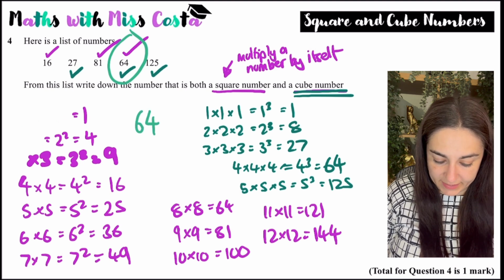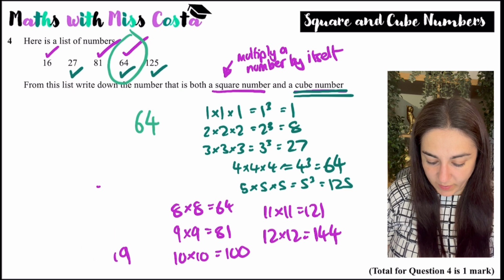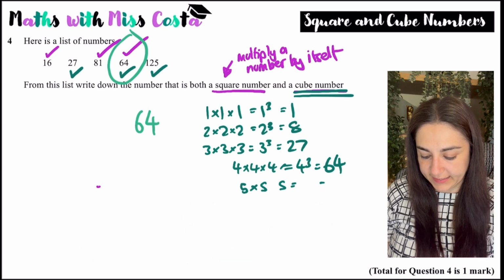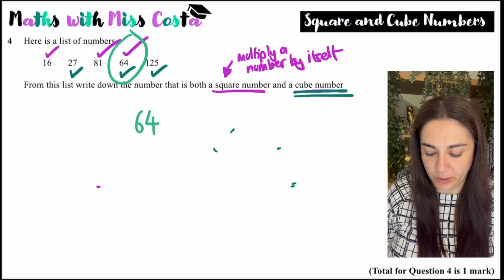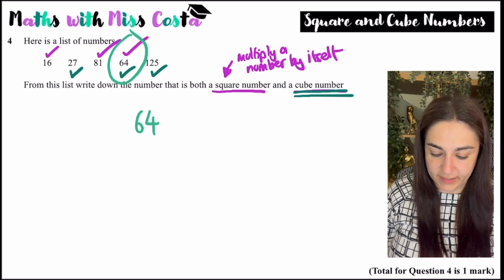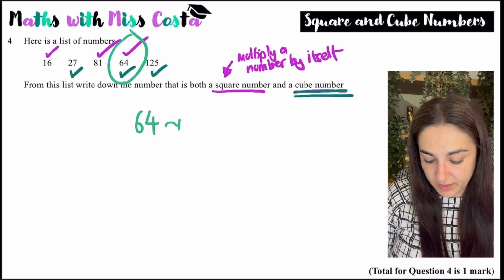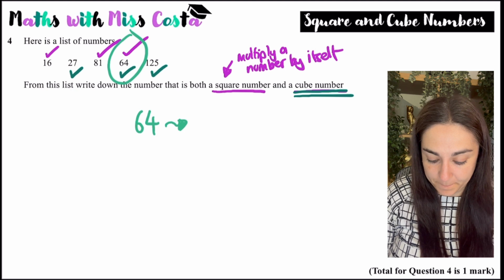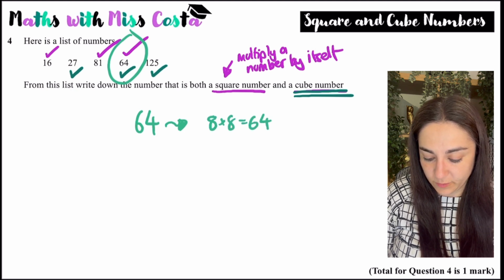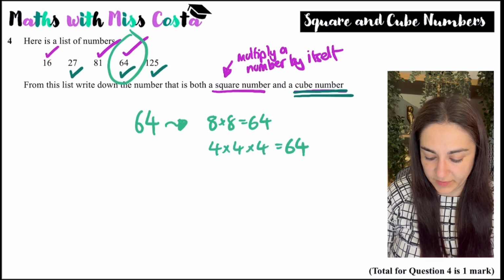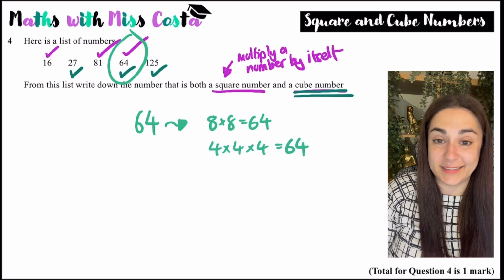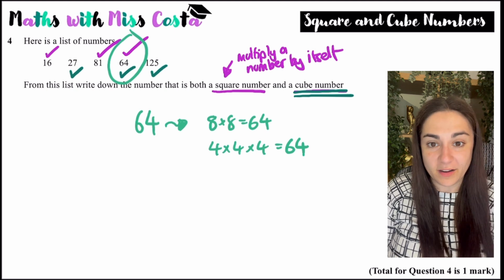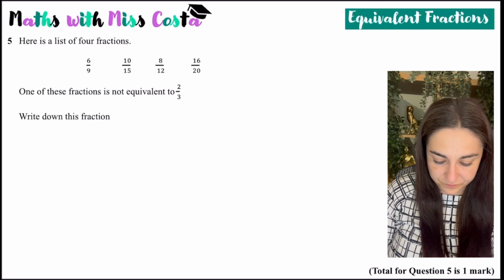So 64 is a square number because 8 squared makes 64, and it's a cube number because 4 cubed makes 64. So you don't need to do that reasoning, but you could if you wanted to, because you know 8 times 8 is 64 and 4 times 4 times 4 is 64. So yeah, if you don't know the numbers off by heart, just write them out in the exam.